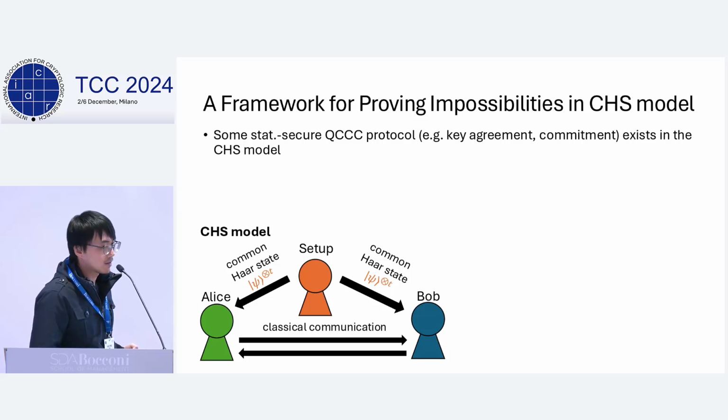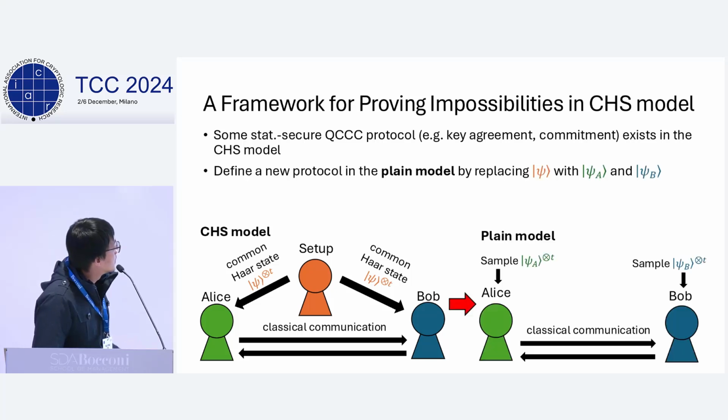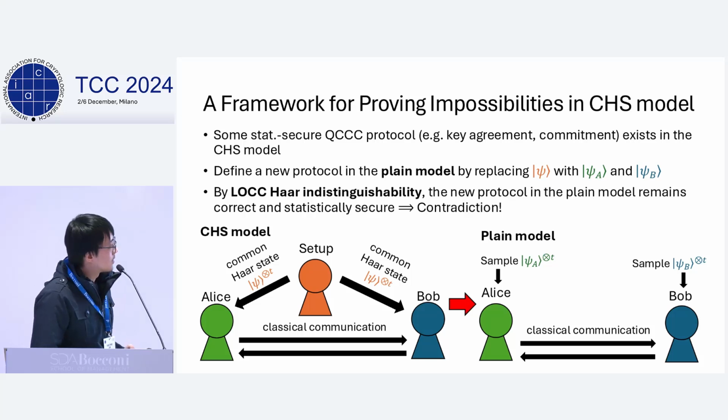And because now they're independent, Alice and Bob can sample them by themselves. And by LOCC hard indistinguishability, doing this won't hurt the completeness and security too much. So the new protocol in the plain model remains correct and statistically secure. But this is a contradiction. And we can extend the idea to prove the separation between interactive QCC primitives and PRFS with super logarithmic output length.